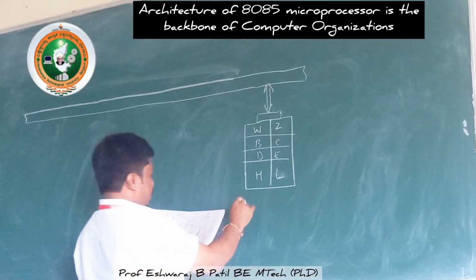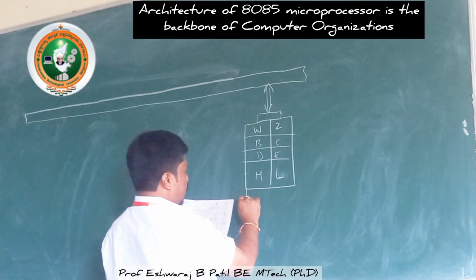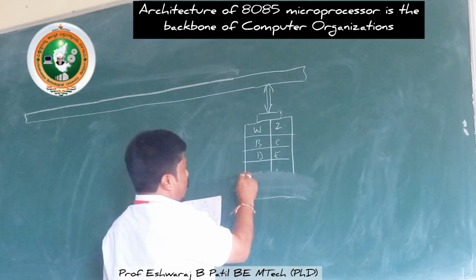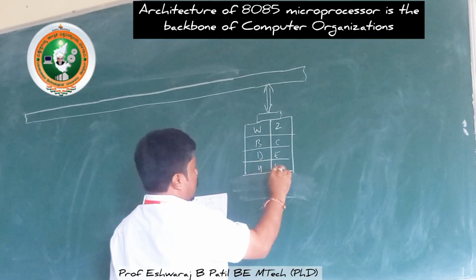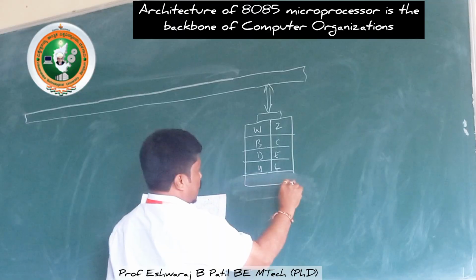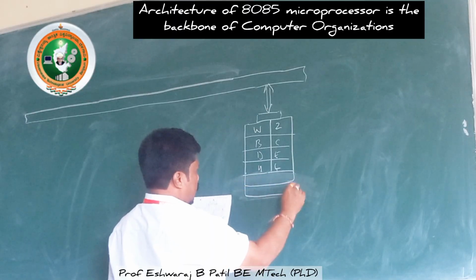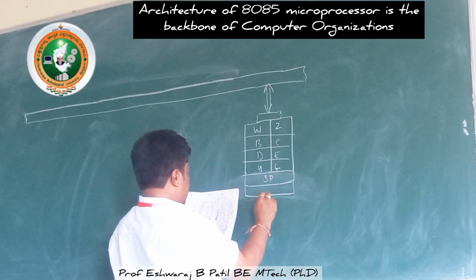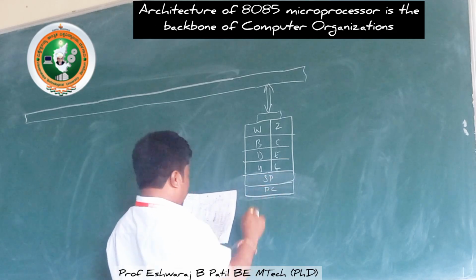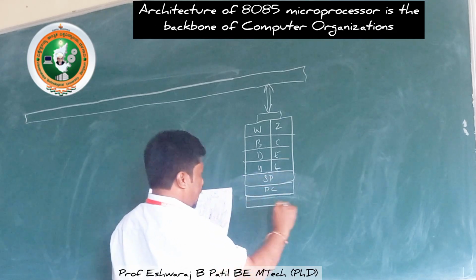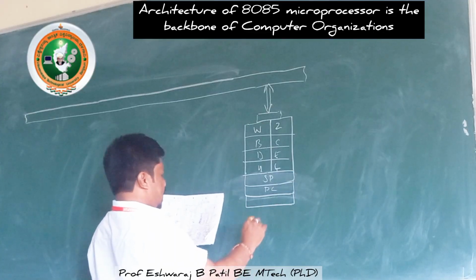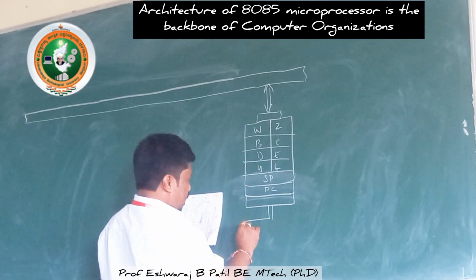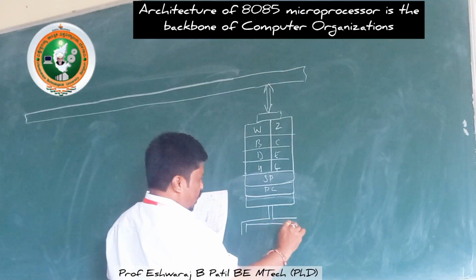These are the stack pointer. This is the program counter. This is the incrementer and decrementer. I have two addresses here.